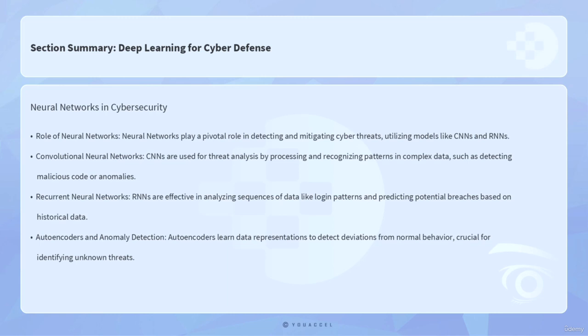The lesson on recurrent neural networks highlighted their effectiveness in cyber defense, particularly in analyzing sequences of data like login patterns and predicting potential breaches based on historical data. The exploration of autoencoders provided insight into anomaly detection, showcasing their ability to learn data representations and detect deviations from normal behavior, which is crucial for identifying unknown threats.